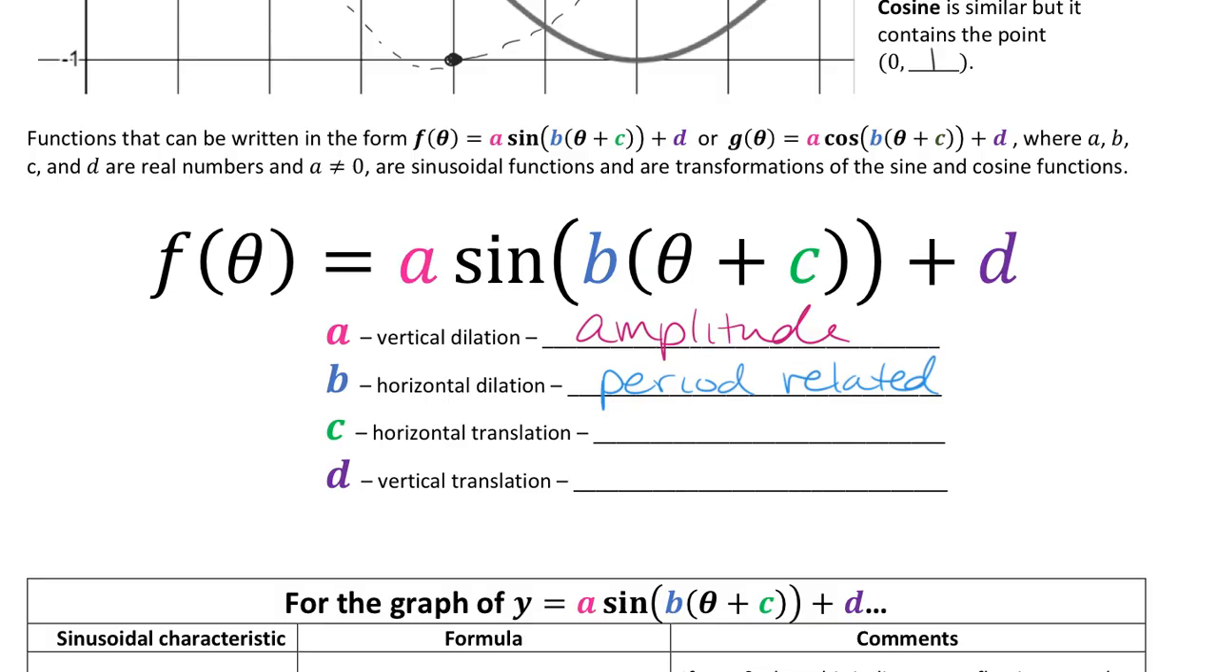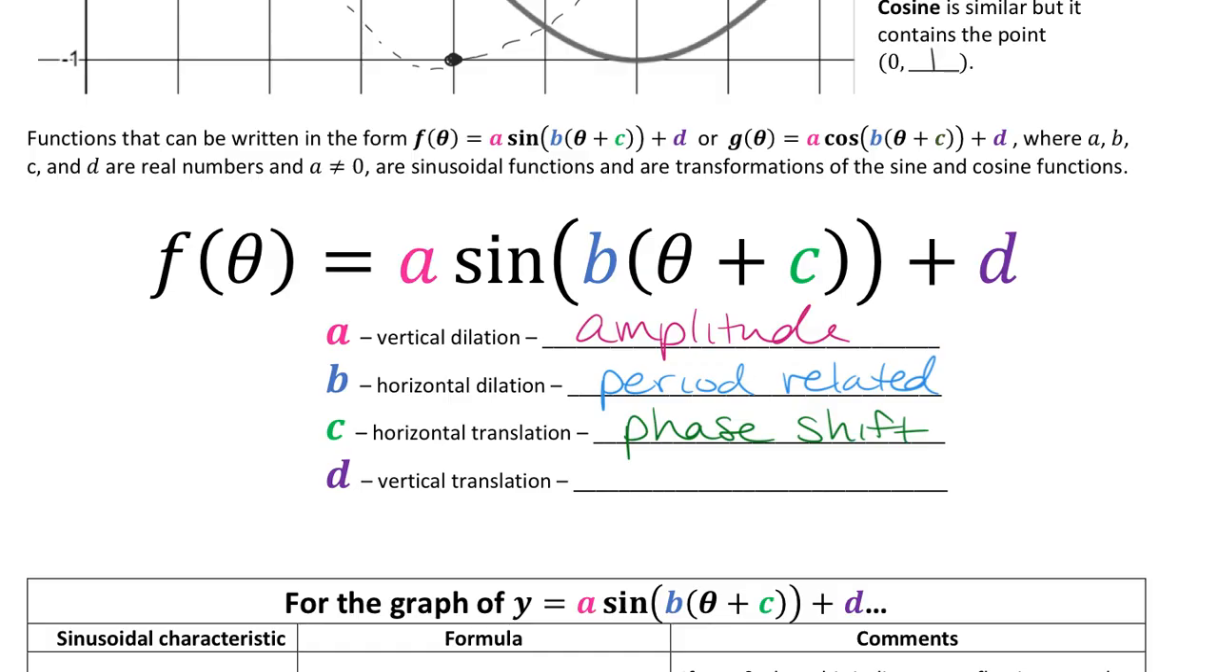The next transformation we have is the horizontal translation. Now, horizontally translating something just means we're scooting it from the left to the right along the graph. And our horizontal translation in terms of sinusoidal functions is going to be called the phase shift. We don't necessarily call it a horizontal translation all the time. We now can call it a phase shift.